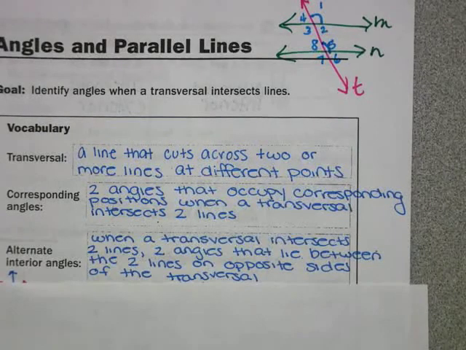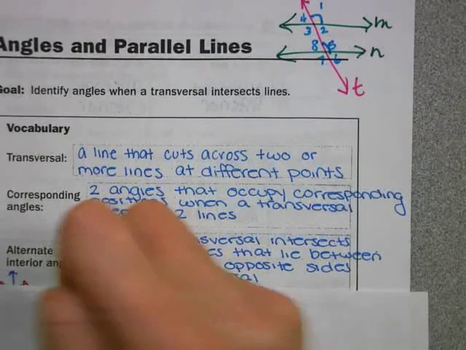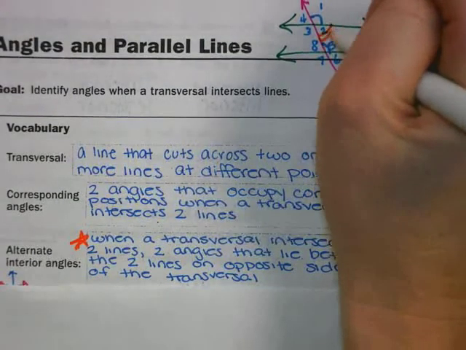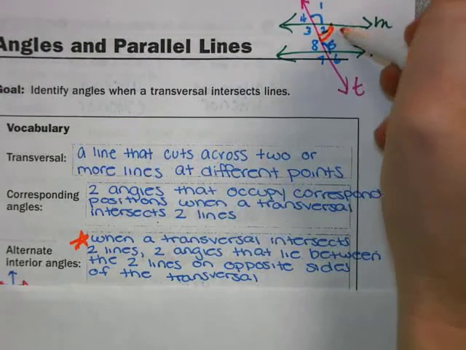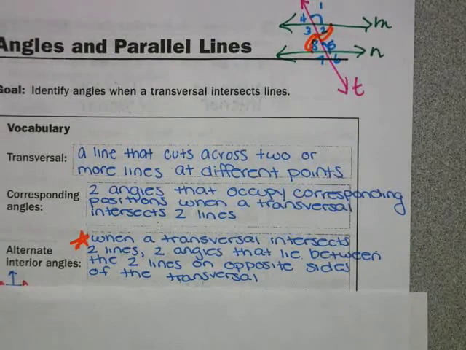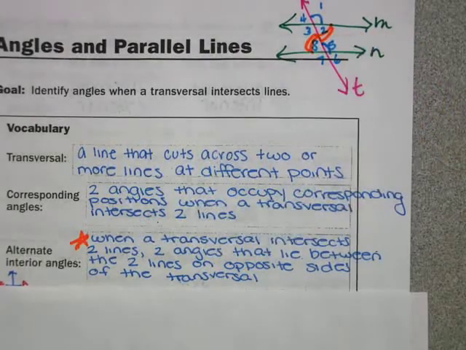Alternate interior angles. So alternate interior angles, it says when a transversal intersects two lines, two angles that lie between the two lines on opposite sides of the transversal are your alternate interior angles. So I'm going to point these out with orange. Here's my alternate interior. So if I had angle 2, it's alternate interior. So on the inside of where the lines cut, so M and N, you got to stay in between, but opposite sides of the transversal. So 2 and 8 are alternate interior angles. 3 and 5 are also alternate interior angles.